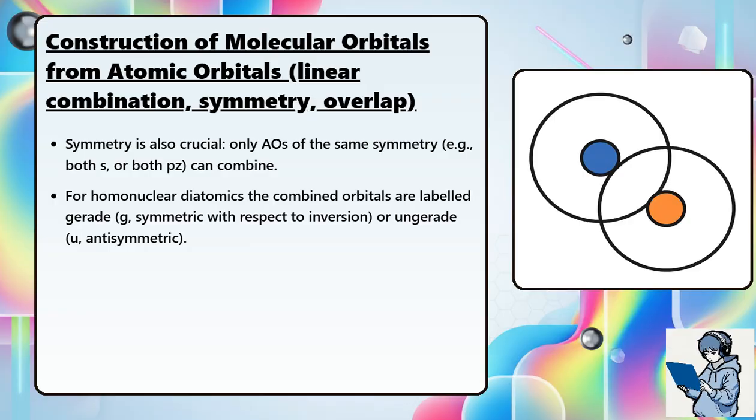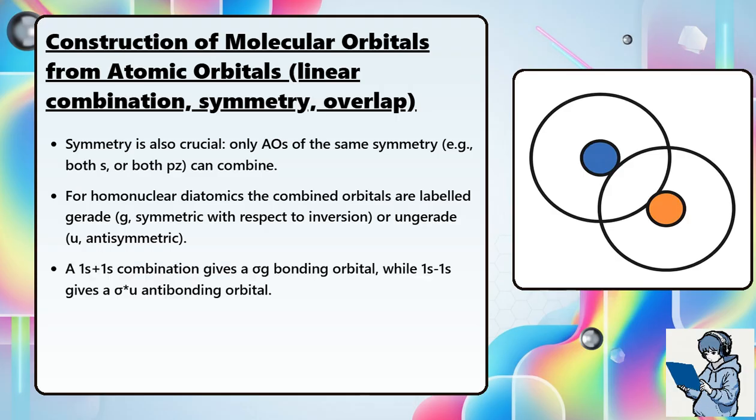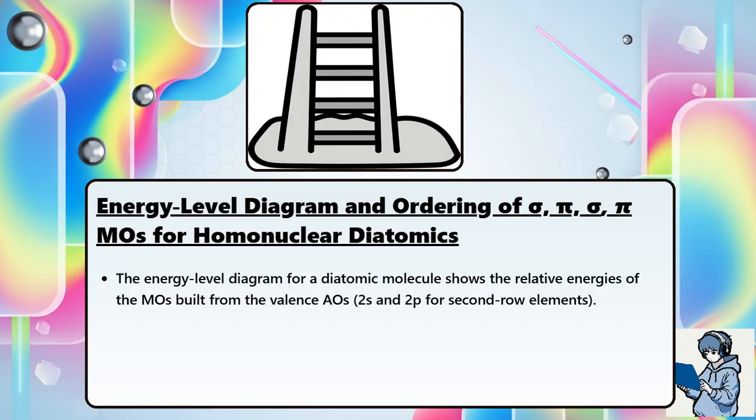For homonuclear diatomics, the combined orbitals are labeled gerade, g, symmetric with respect to inversion, or ungerade, u, antisymmetric. A 1s plus 1s combination gives a sigma g bonding orbital, while 1s minus 1s gives a sigma star u antibonding orbital.